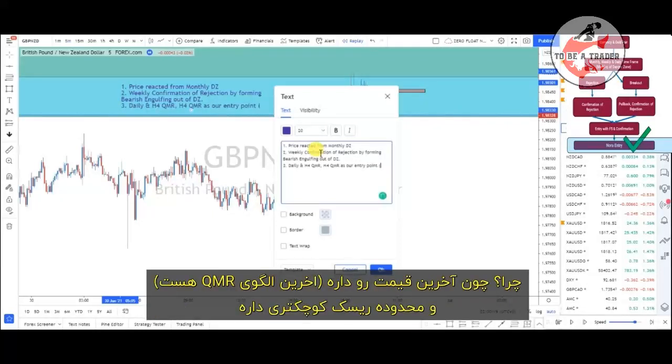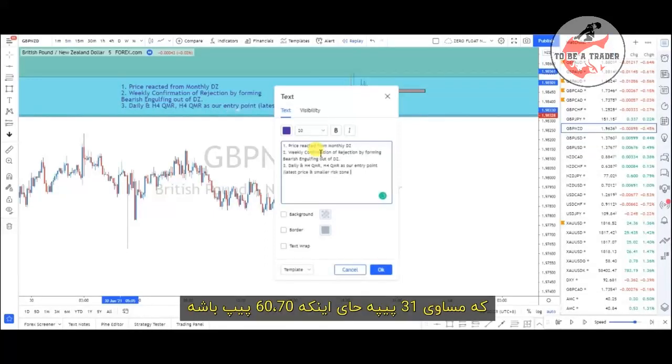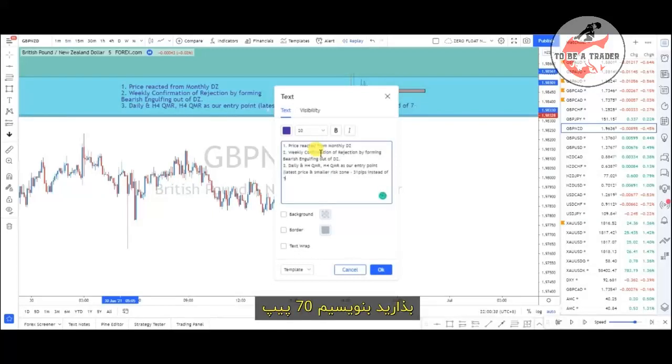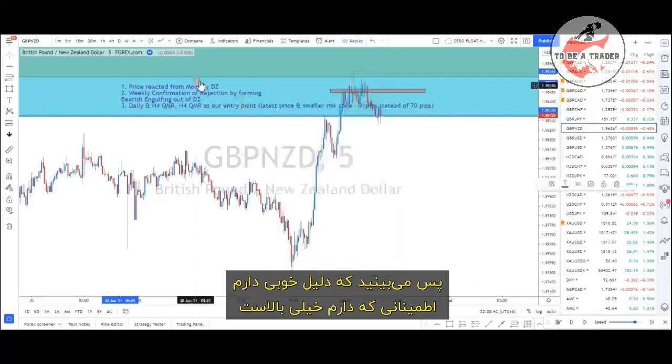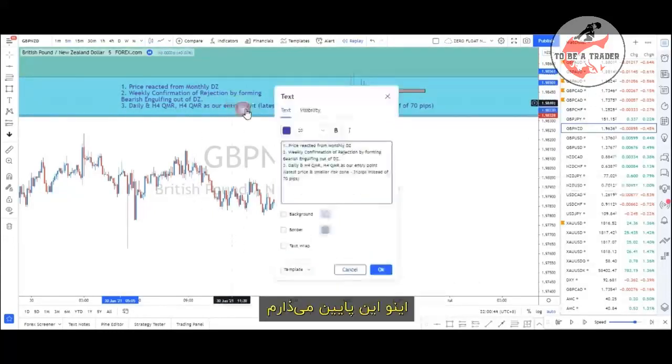Why? Because it has the latest price and smaller risk zone, which is equals to 31 pips instead of 60, how many is that? 70 pips. Let's just put it 70 pips. All right. So I have a strong reason here. See, the confidence that I have is very strong. Gonna put this down here.